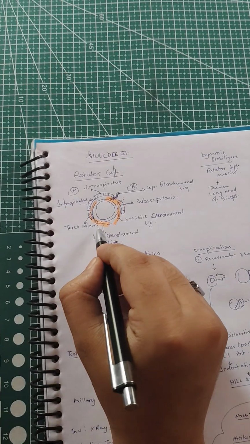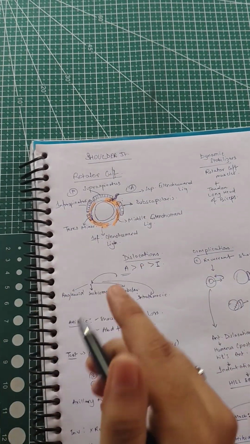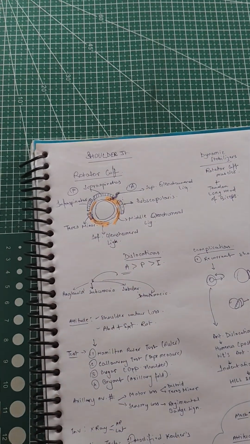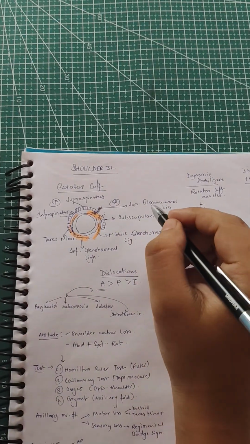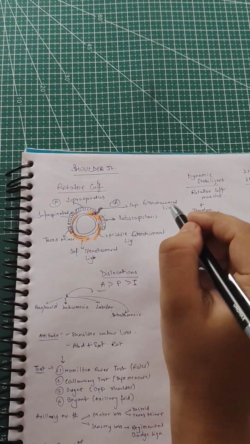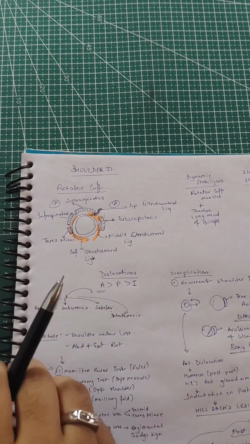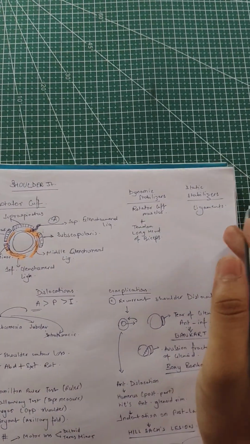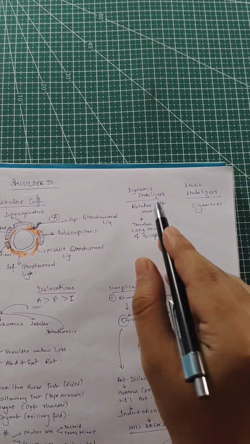We can see that there is no proper muscular support in the inferior side of the rotator cuff, and hence it is something which is very lax and provides a lot of laxity. Along with that, we'll have three ligaments, which are the superior glenohumeral ligament, the middle glenohumeral ligament, and the inferior glenohumeral ligament. If we talk about how they provide stabilization, then we have differentiation as dynamic stabilizers and static stabilizers.